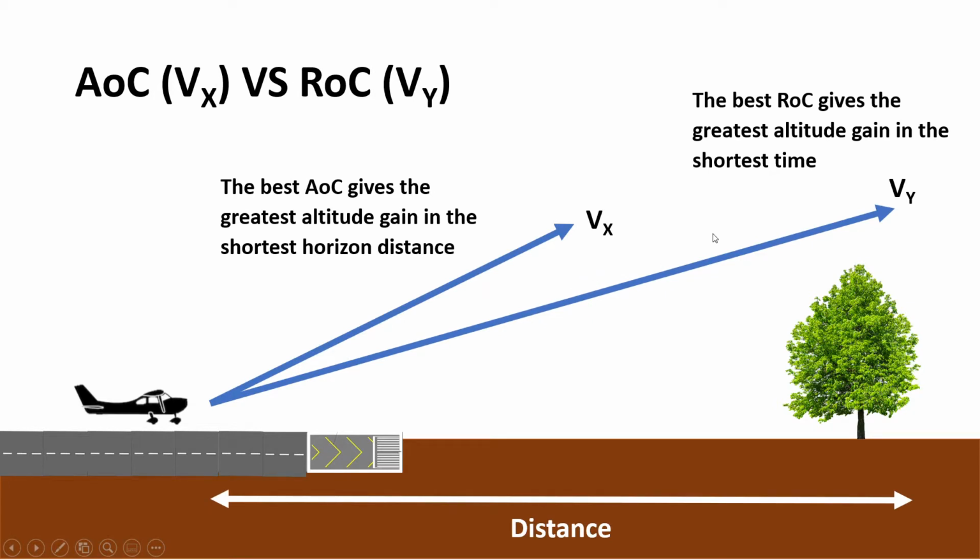You may be confused about both terms. Let's take a look through here. Vx, the best AOC, gives the greatest altitude gain in the shortest horizontal distance. And Vy, the best ROC, gives the greatest altitude gain in the shortest time.